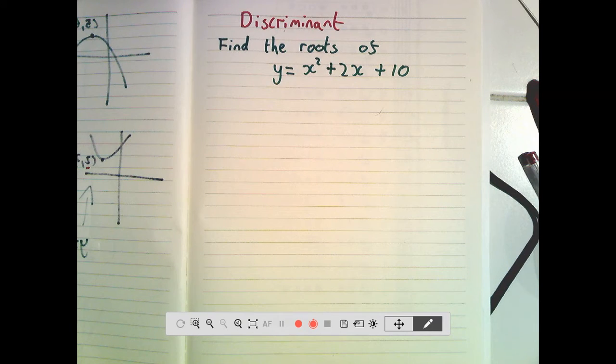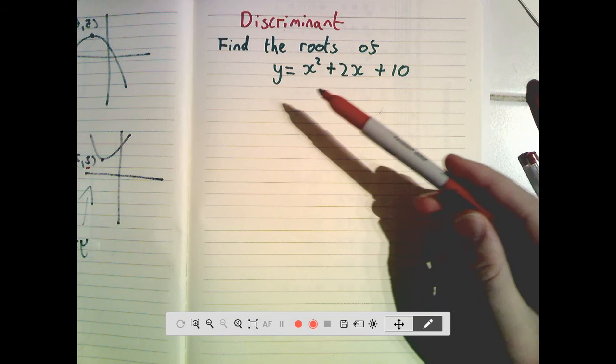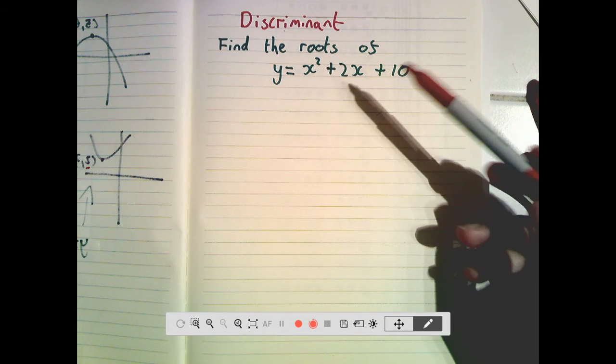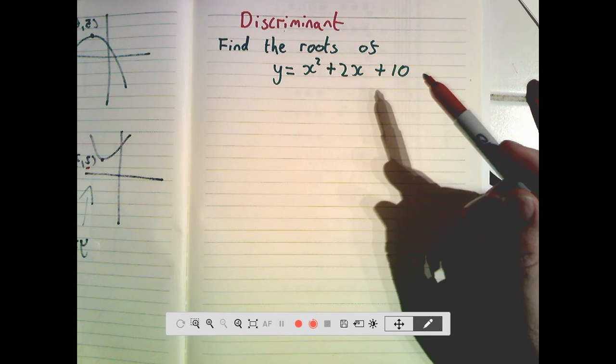Okay, so we're going to talk today about the discriminant. We're going to start by asking ourselves, how would we answer a question like this? Find the roots of y equals x squared plus 2x plus 10. And by now we know we need to solve this equation.